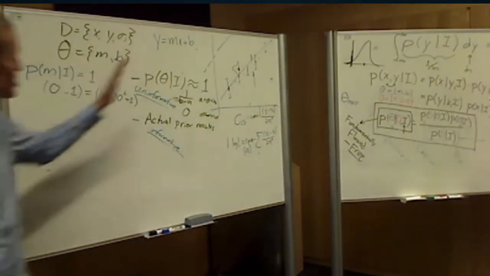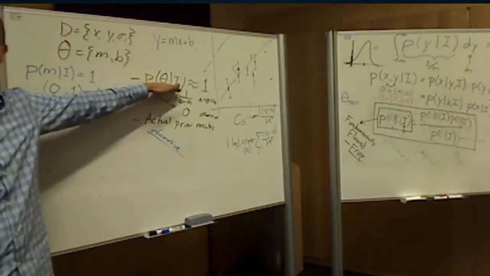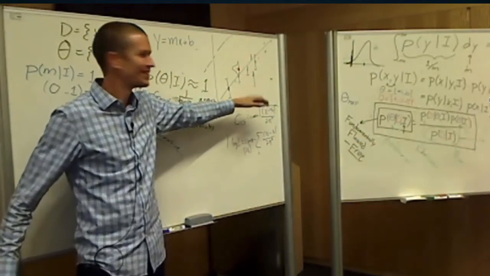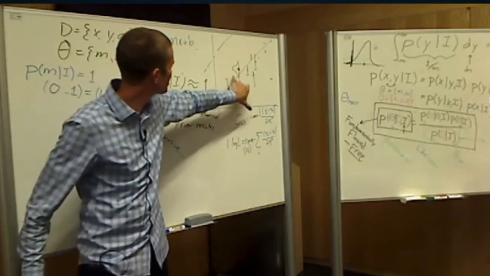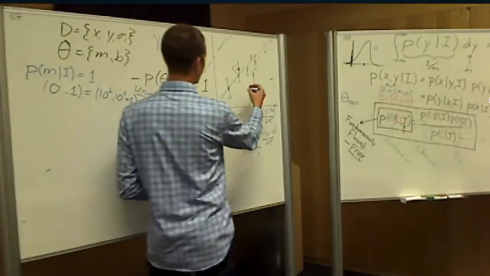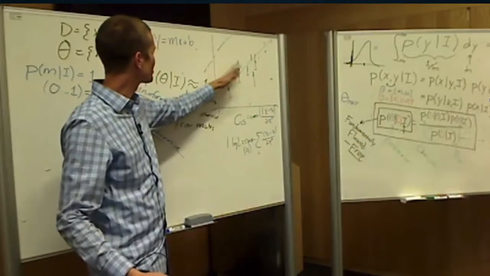So this flat prior on our slope is biasing us towards small slopes. It's biasing us towards this quadrant of the graph. So that's one thing you can do. You can say the slope is kind of biased to whatever this is.